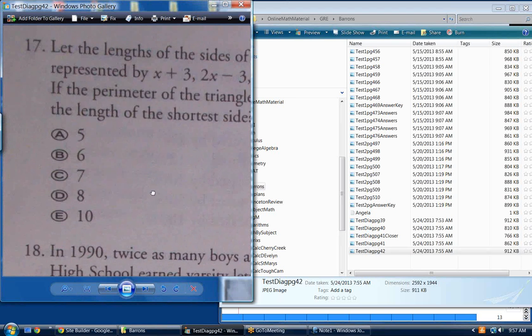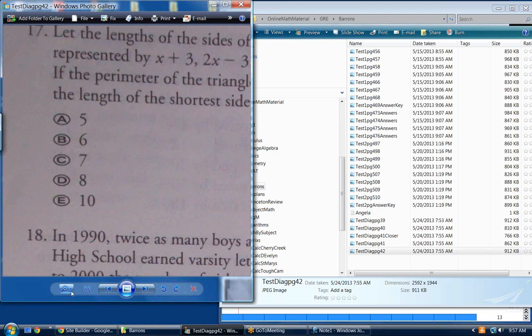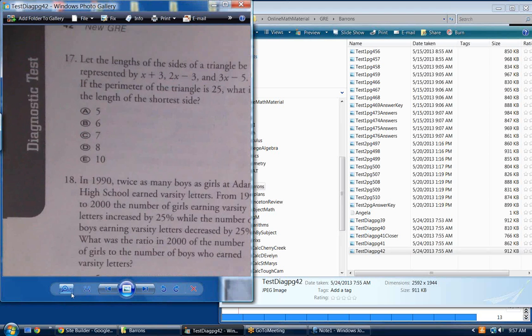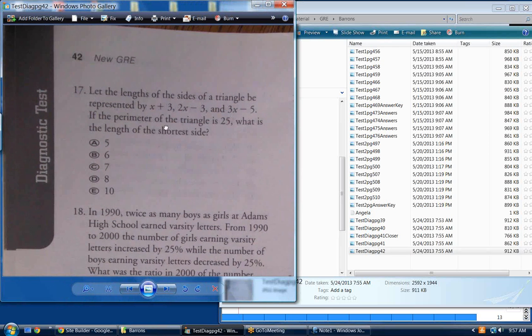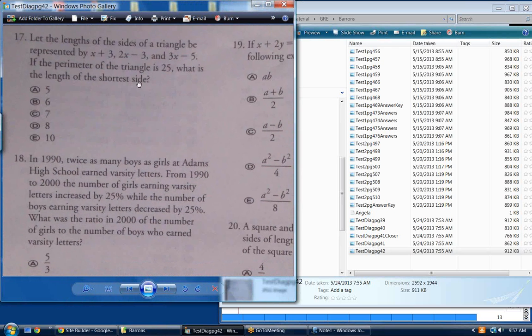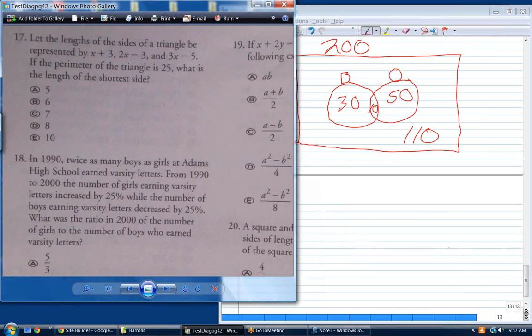Wow, this was fine. I must just not have been able to hold the camera steady enough on those. Okay, so let's look at 17. You read 17? Yes.